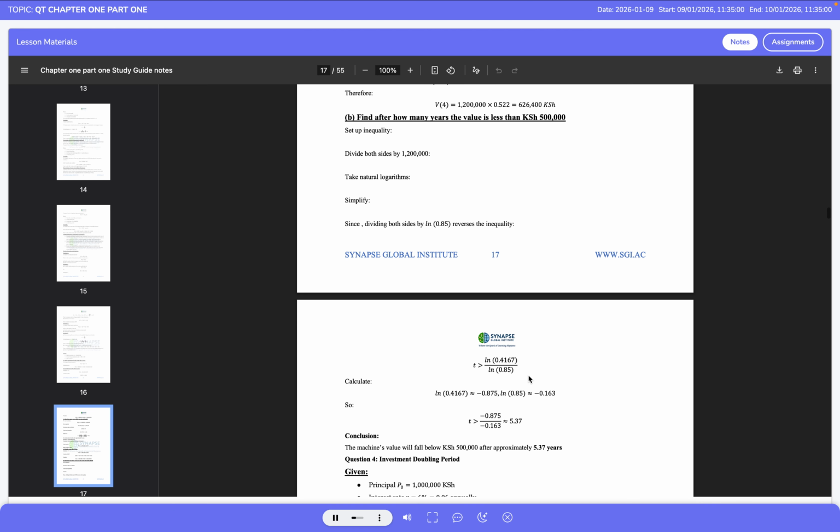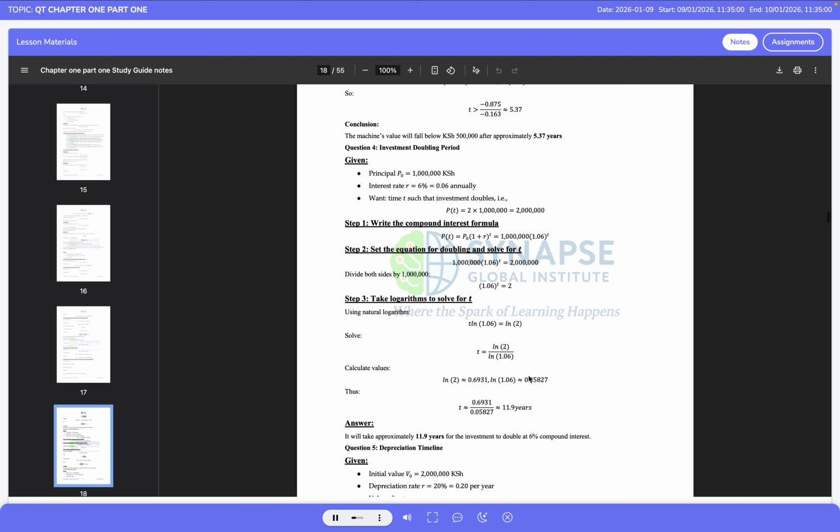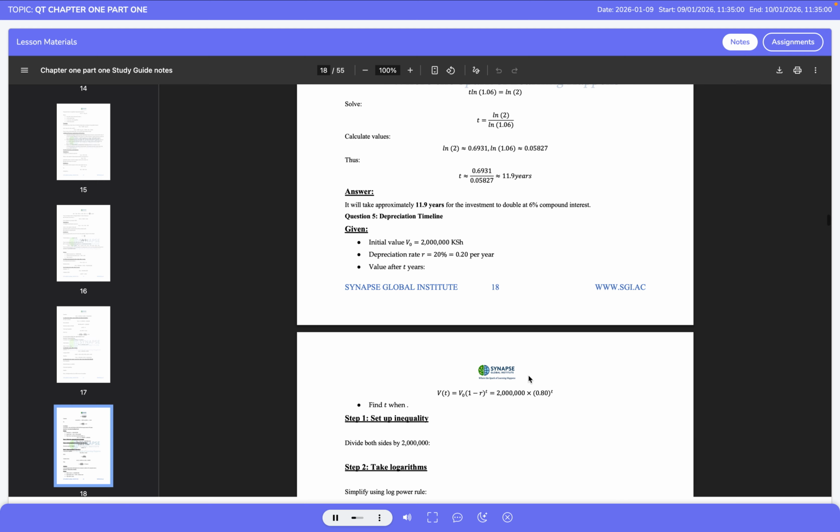Finally, we examine depreciation with an initial value of 2 million shillings and a depreciation rate of 20% per year, giving V(t) = 2 million × 0.8^t. Solving the inequality to find when the value falls below 800,000 shillings gives t greater than approximately 4.11 years.